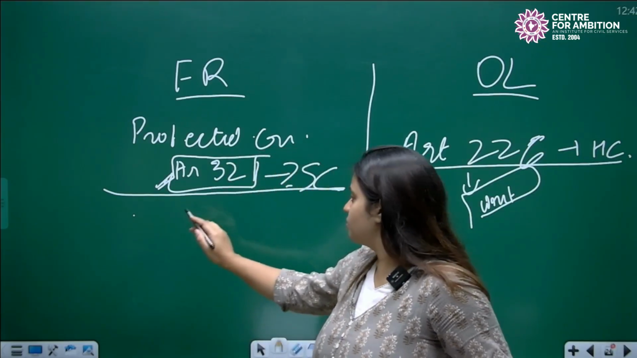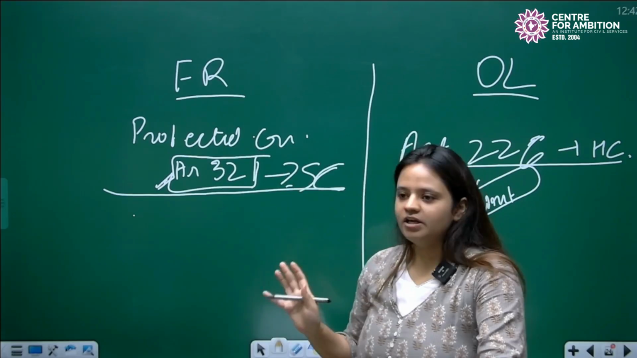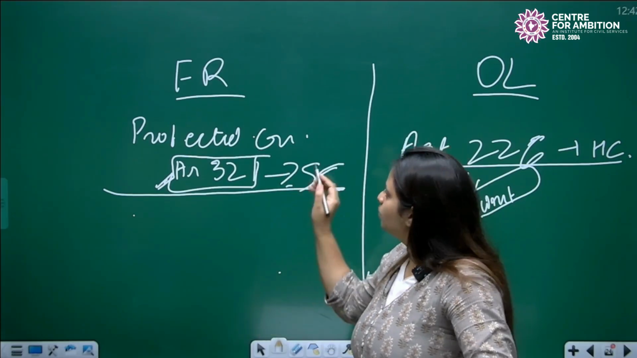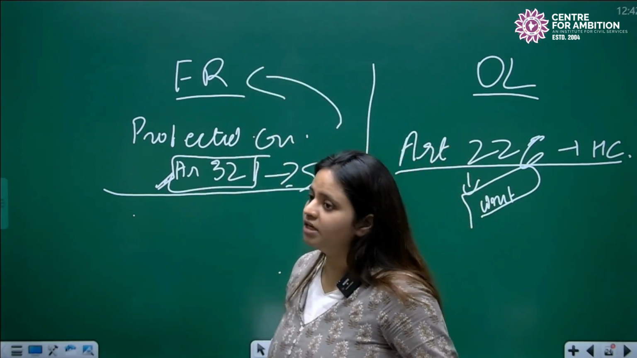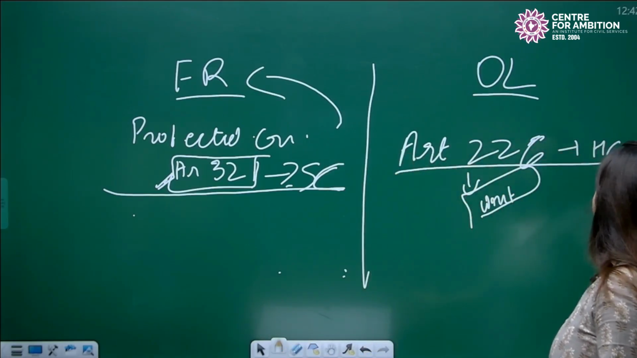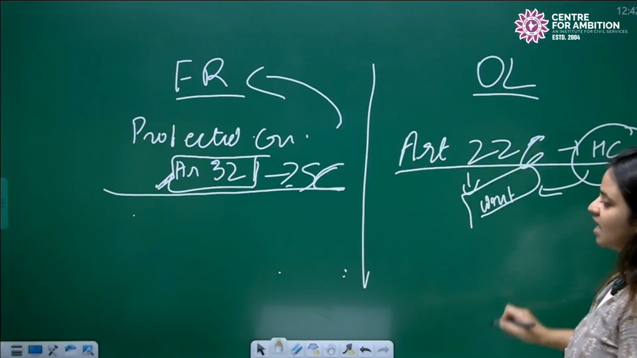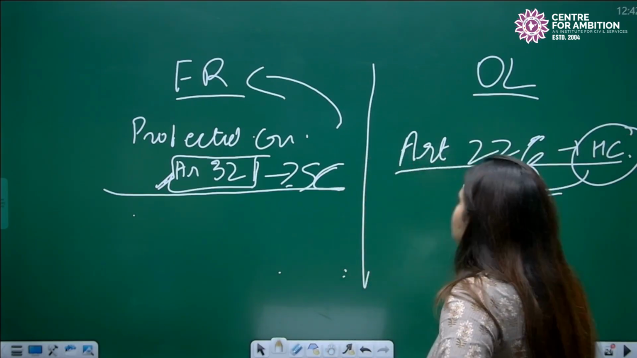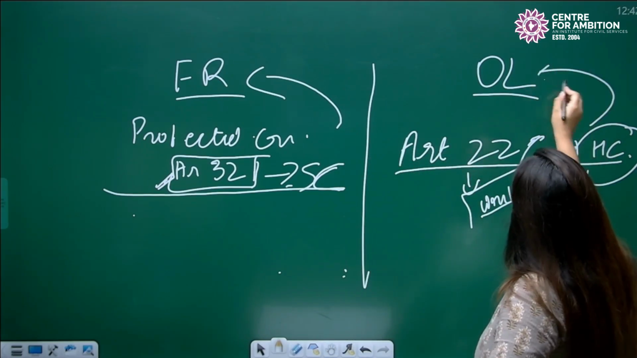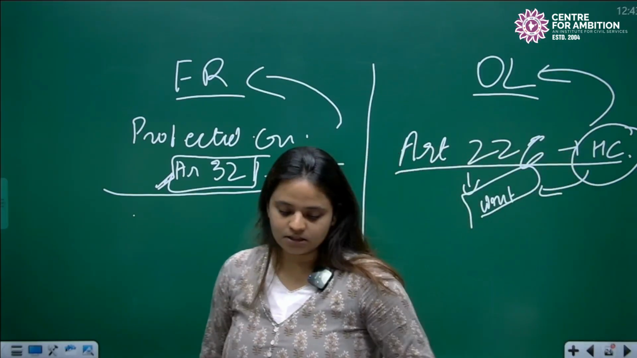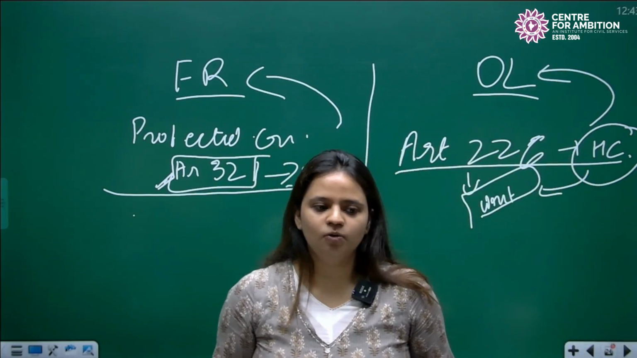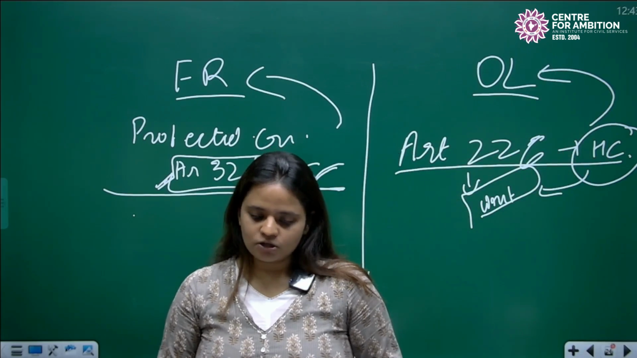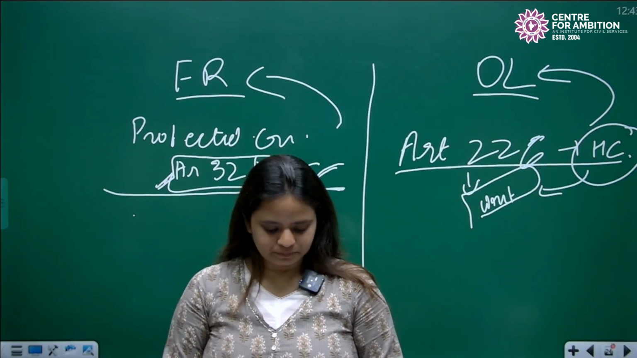The writ jurisdiction of the Supreme Court is a very narrow concept that we see. It only works when your fundamental rights are violated. But in the case of the High Court, the writ jurisdiction has a broader scope, a broader perspective. It also protects your rights when any ordinary law is violated. Okay, so you can always move to the High Court when there is a violation of ordinary laws.